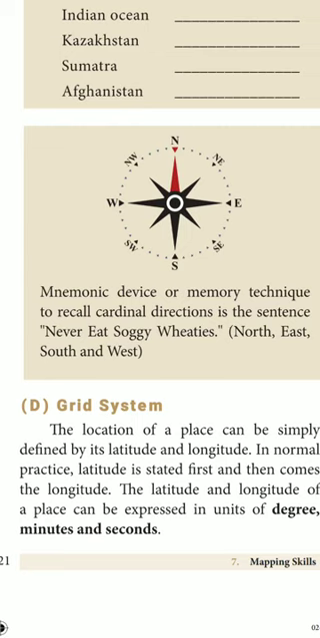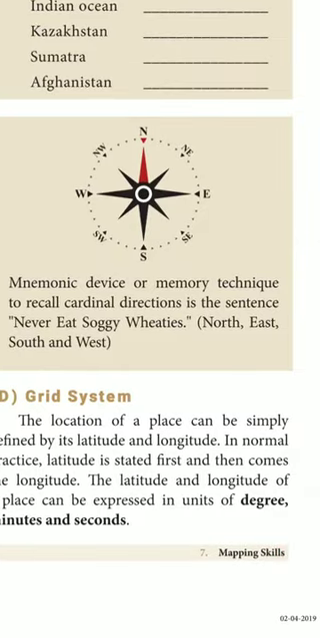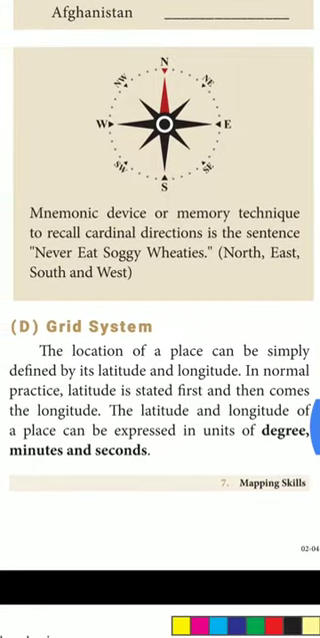Next heading is the grid system. What do you know about this grid system? The location of a place can be simply defined by its latitude and longitude. In normal practice, latitude is stated first and then comes the longitude. The latitude and longitude of a place can be expressed in units of degrees, minutes and seconds.